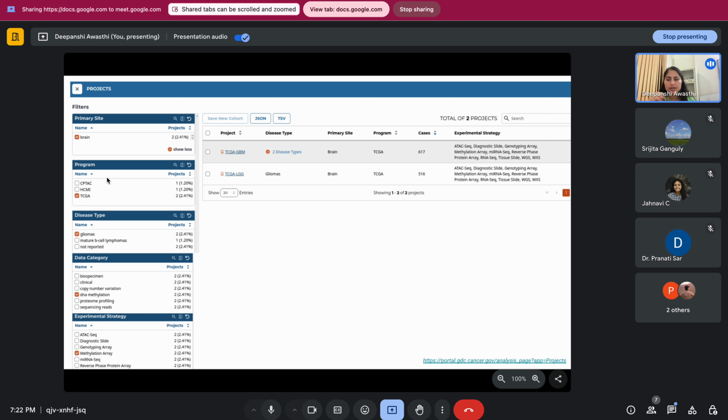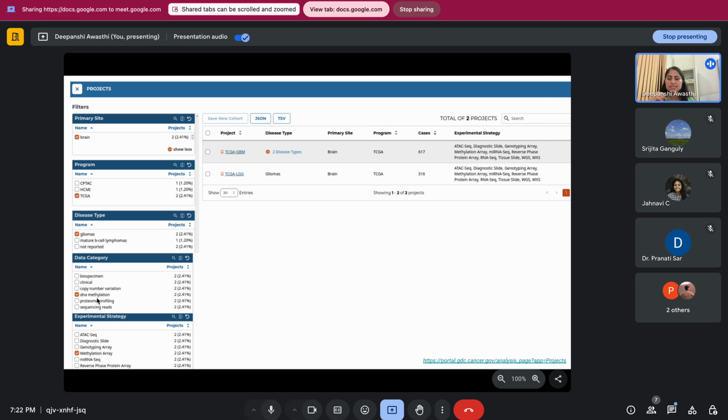Then in case of program, these are the 3 programs which are collaborating here: CPTAC, HCMI and TCGA. I have selected TCGA. Then in disease types, depending on what primary site you select, there will be different disease types. In this case, gliomas, mature B-cell lymphomas and not reported options are present. I have selected gliomas.